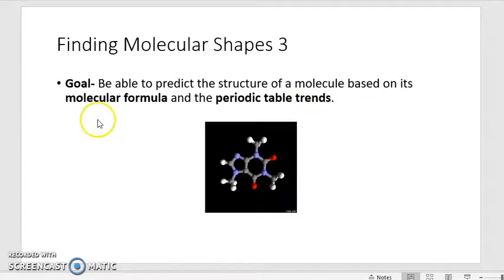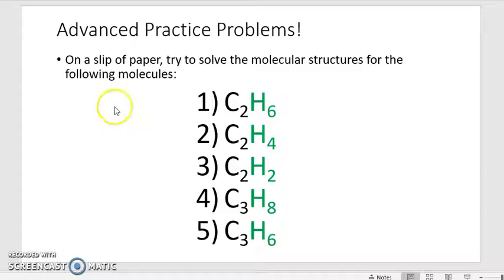But ultimately we want to be able to figure out how we build a molecule based on the atoms that are there. We're going to be doing all hydrocarbons in this video, so these are relatively advanced for where we need to be, but they're also pretty fun to do.